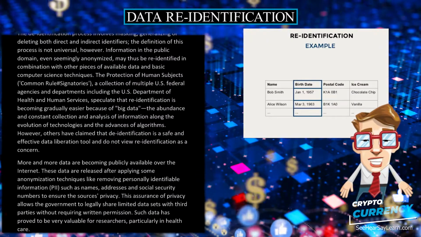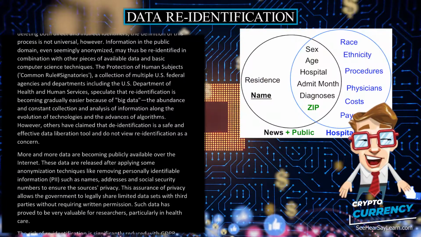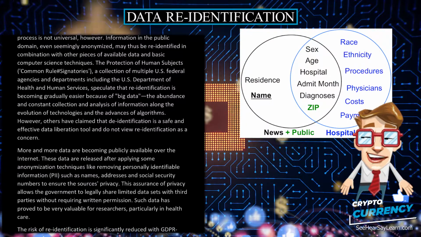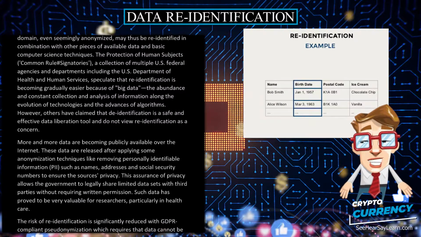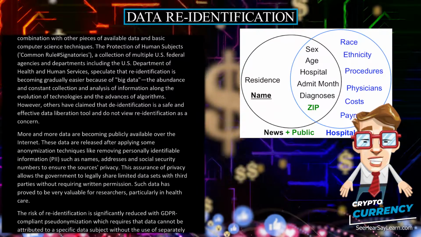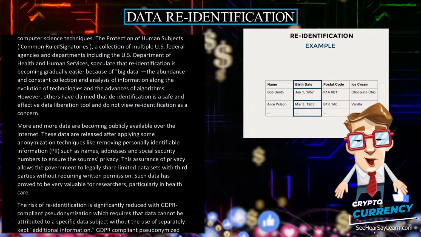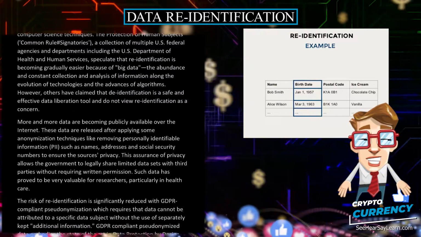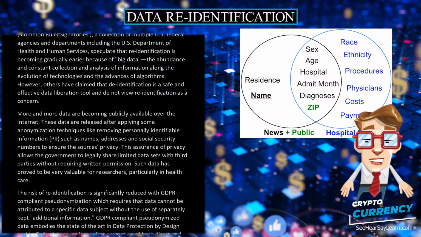These data are released after applying some anonymization techniques like removing personally identifiable information, PII, such as names, addresses and social security numbers to ensure the source's privacy. This assurance of privacy allows the government to legally share limited data sets with third parties without requiring written permission. Such data has proved to be very valuable for researchers, particularly in healthcare.